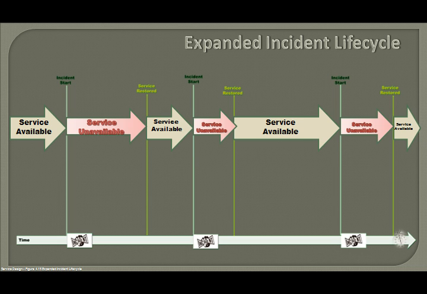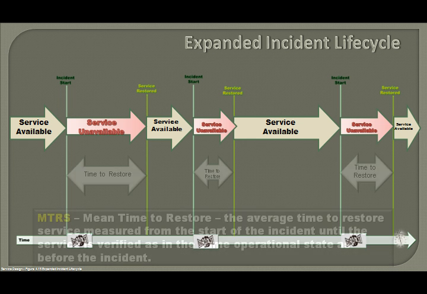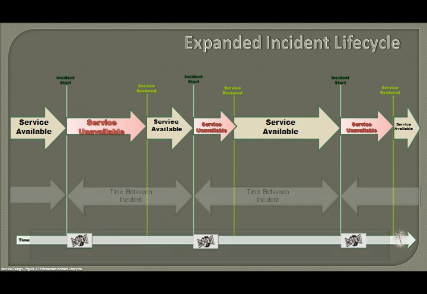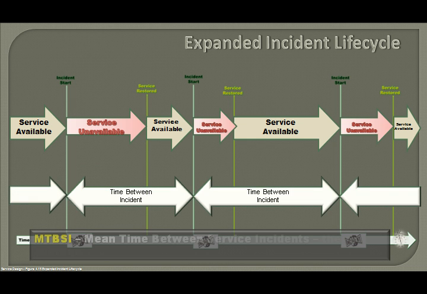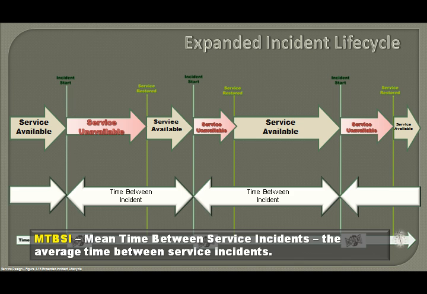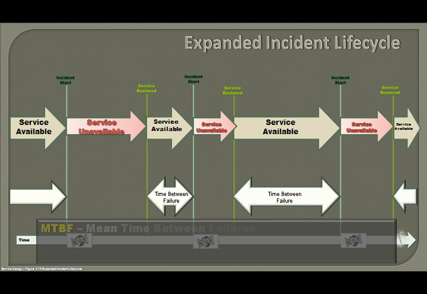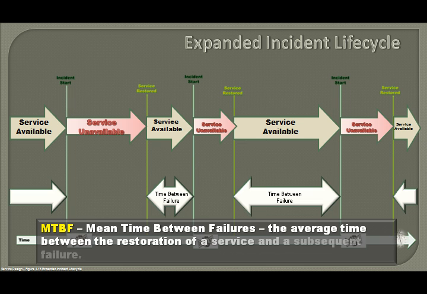Availability management measures performance through several key performance indicators associated with the expanded incident life cycle. The mean time to restore service measures the average time over all incidents that it took to restore the service to its operational state. Mean time between service incidents measures the average time between the occurrence of service failures. The mean time between failures measures the average time between the restoration of a service and a subsequent failure, i.e., uptime.